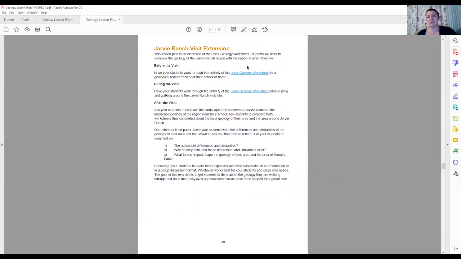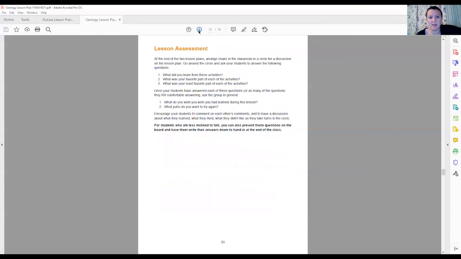For the Jarvie Ranch extension, you're going to want to do that local geology worksheet, but you would just do it at Jarvie Ranch instead of doing it in your local backyard. So you would just take this to the site and fill that out while you are there.